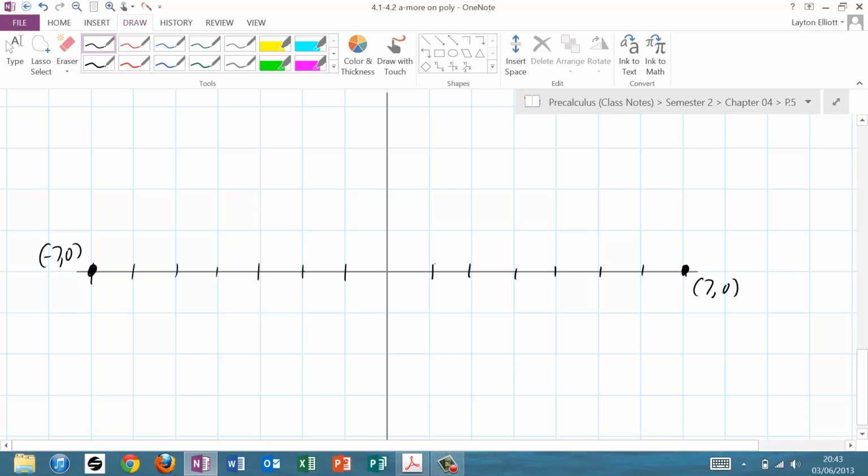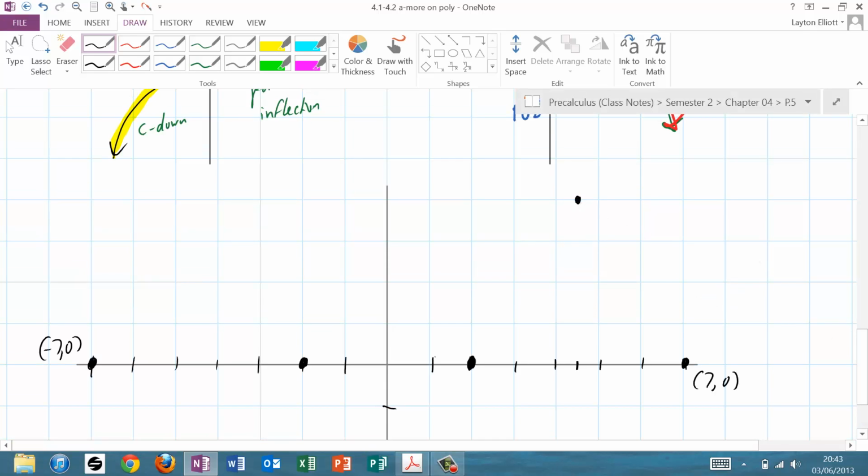I'm going to put a point here at negative 2, 0, put a point at 2, 0. Then I'm going to go down 3, put a point at 0, negative 3. Then I'm going to go to the right. Let's go to the right 4.5. I'm going to put a point here and go up 4. 1, 2, 3, 4. I'm going to put a point here.